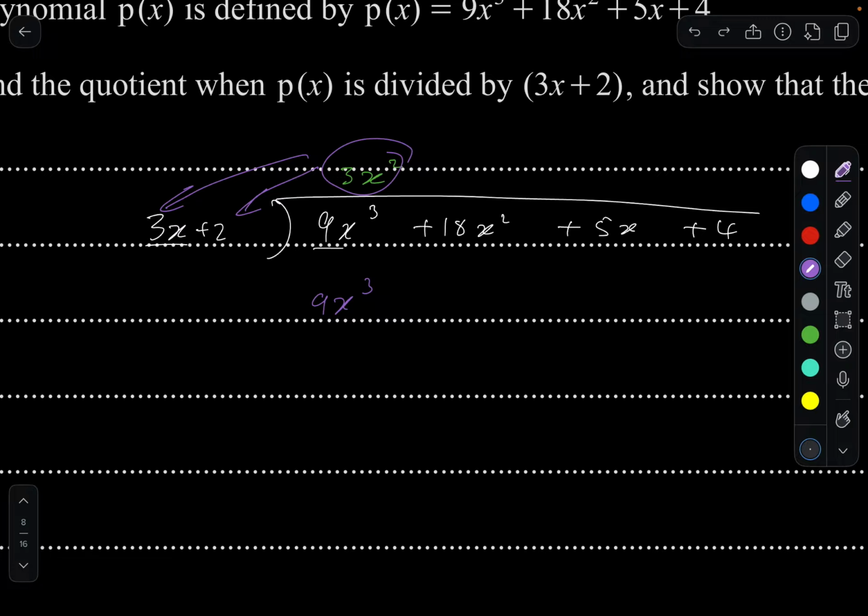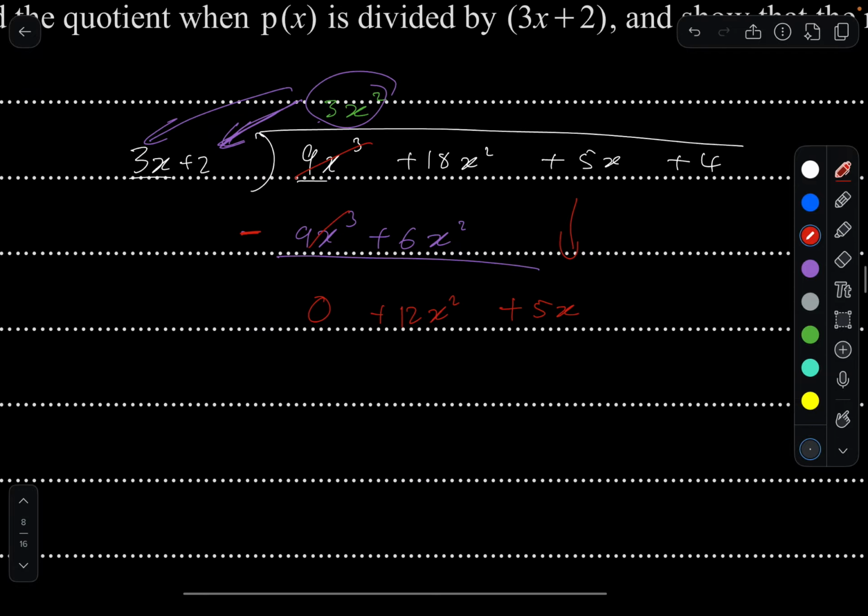Okay, and then the second answer will be the second part, which is this part, and then it will be 6x squared. So that will be plus. And then what you do, you minus them, you get the bottom step. When you minus them, these guys cancel out, and then you get 0 there, and you should always get 0 there. And then it's 18 minus 6, and that will be 12. So that will be plus 12x squared. And then this one must be just brought down, so it's 5x.